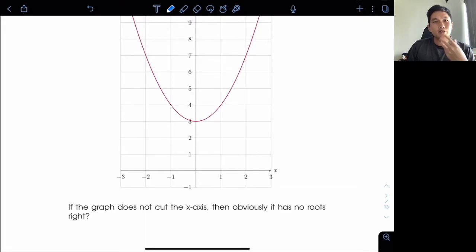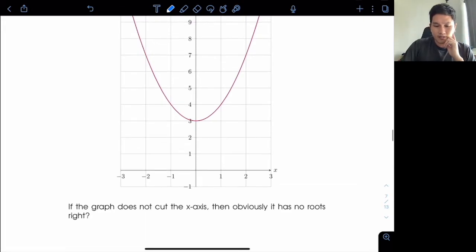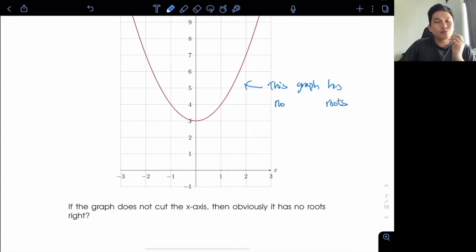But if you've been to your A Maths class, you'll hear your teacher say this. This graph has no... instead of saying no roots, there's one more word that your teacher will say. Your teacher will say that there's no real roots. There's no real roots, okay?